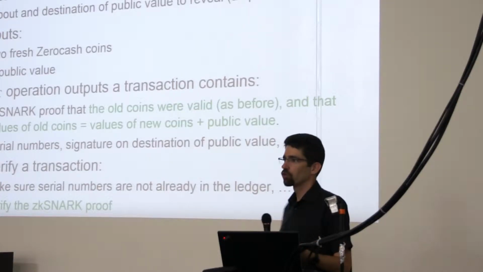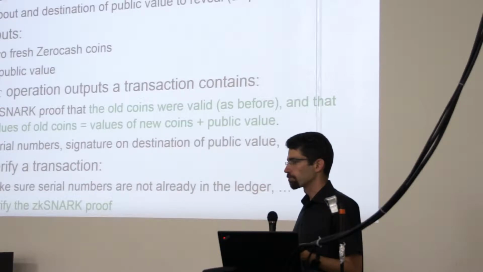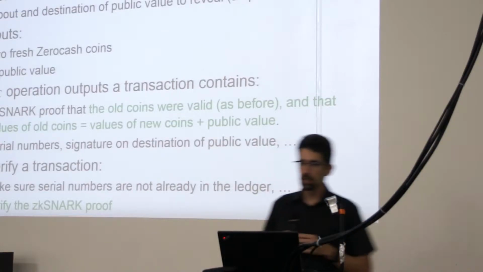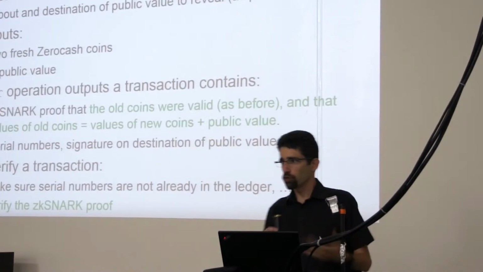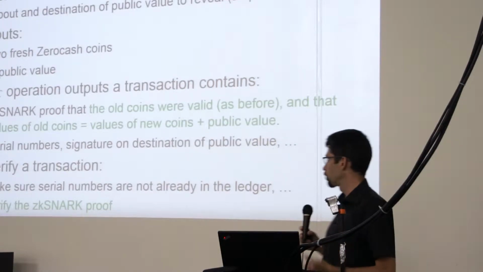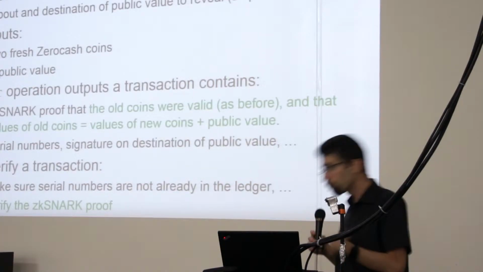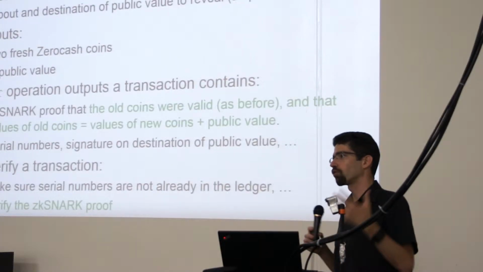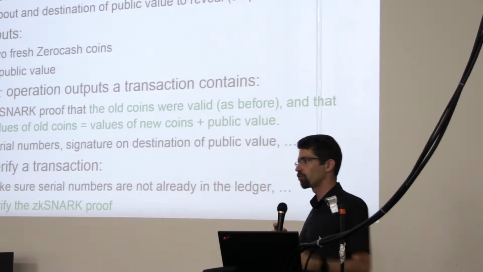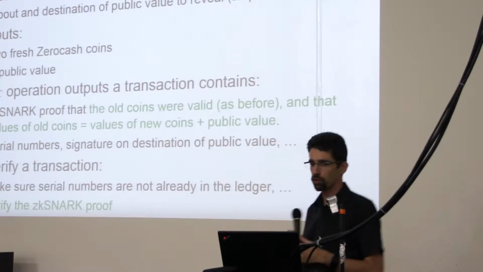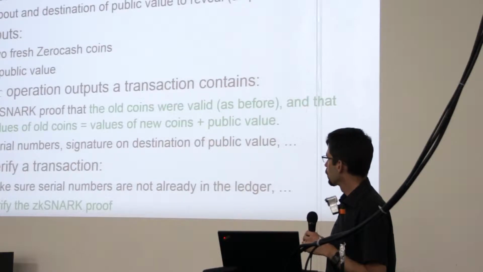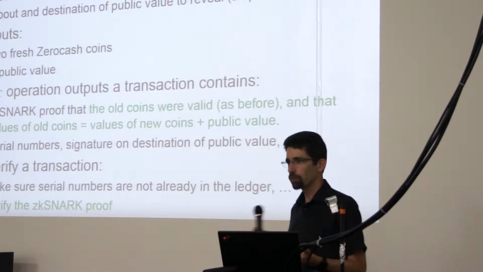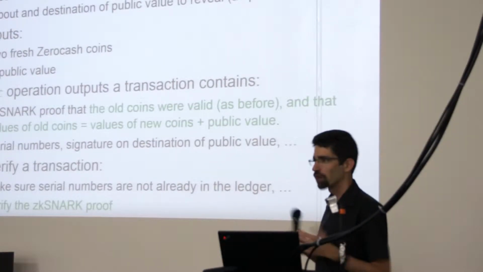And moreover, it has to verify that the old coins were unspent to prevent double spending. In addition, there's a whole bunch of things outside this SNARK proof that go along, like the serial numbers of the old coins, the signatures on the destination of the public value if it's sent to some specific Bitcoin address, and so forth. I'm afraid I won't have time to go into all these details. The paper is very explicit about them. I have to refer you there.